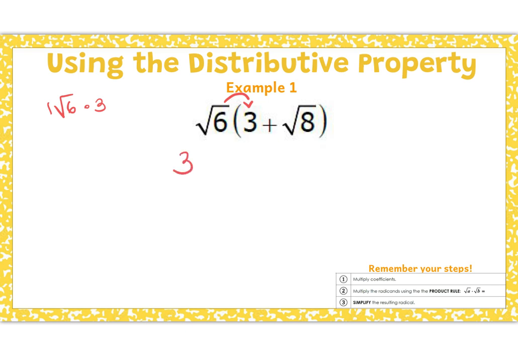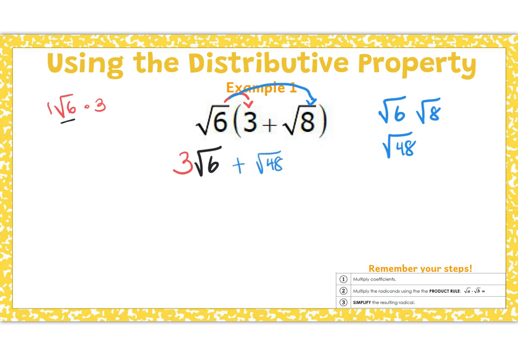Then I'm going to multiply my radicals. Well, I only have the square root of 6 as a radical. So 3 square root of 6 is my only radical. Then I'm going to multiply the square root of 6 with the square root of 8. So on the other side, I'm going to write square root of 6, square root of 8 as its own separate problem. What we just did, we multiplied the insides. So 6 times 8 gives me 48. So technically I have plus the square root of 48.